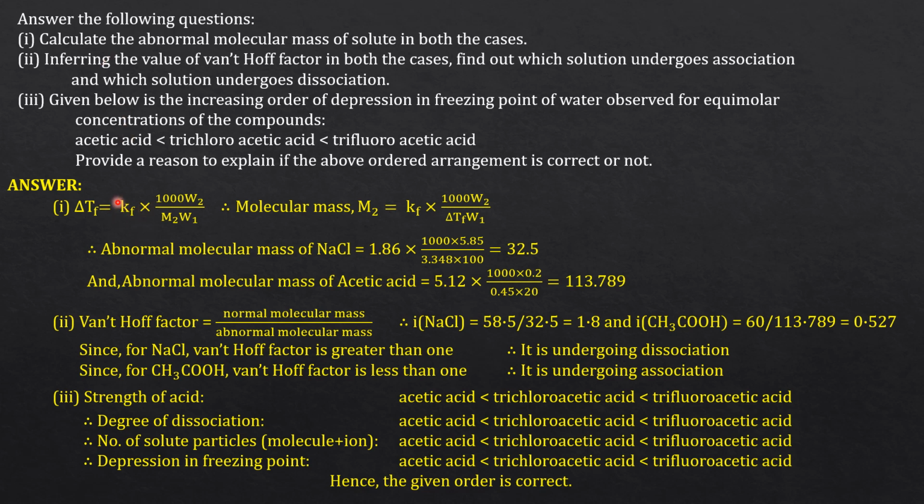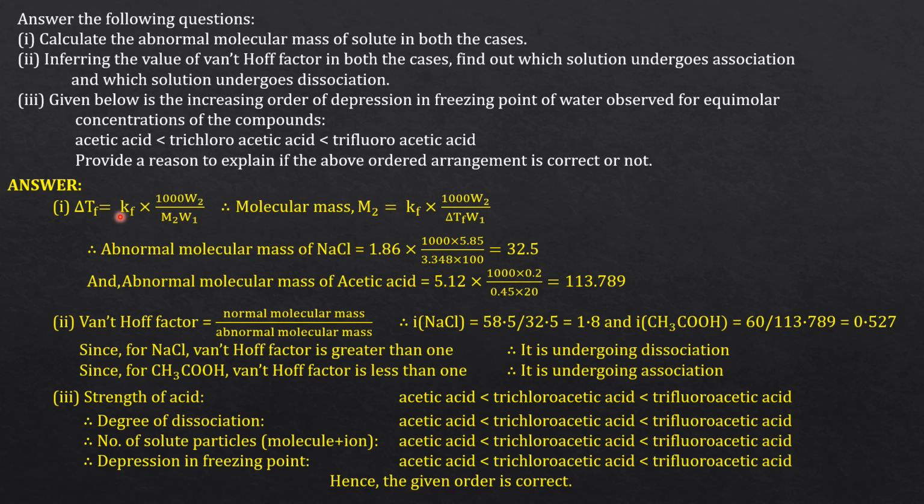but I suggest you put i here: i into Kf into 1000 W2 by M2 W1, and then in the equation put i equals to 1, saying that there is no dissociation or association, or since this is the calculated value, we are not considering the Van't Hoff factor, because the Van't Hoff factor is a correction factor. If you put the Van't Hoff factor, you cannot get the abnormal molecular mass. So if you put i equals to 1, why are you getting abnormal molecular mass? Because you are treating the solution as ideal, but actually it is non-ideal. That is why you are getting the molecular mass abnormal.